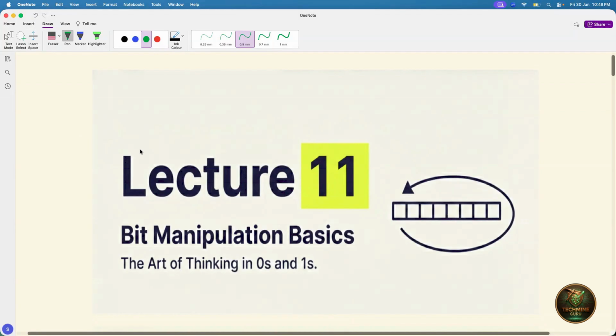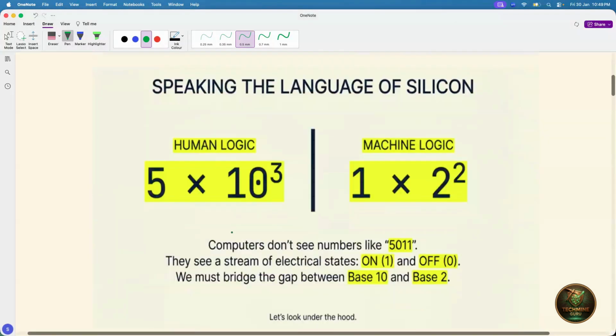We are diving into bit manipulation basics. Human logic works in base 10, thinking in powers of 10 like 5 times 10 to the power 3. But machine logic is built on base 2. Computers don't see the number 5011. They see a stream of electrical states, on and off. To be a great developer, you must bridge the gap between these two worlds.